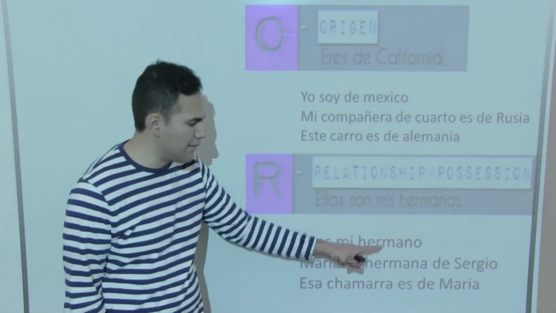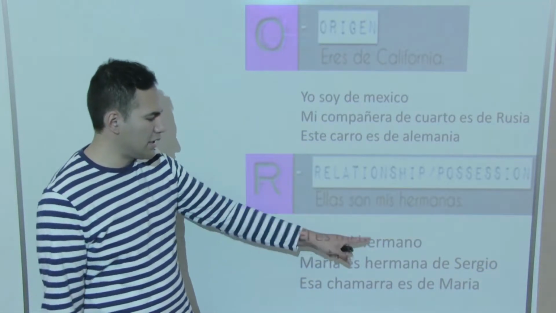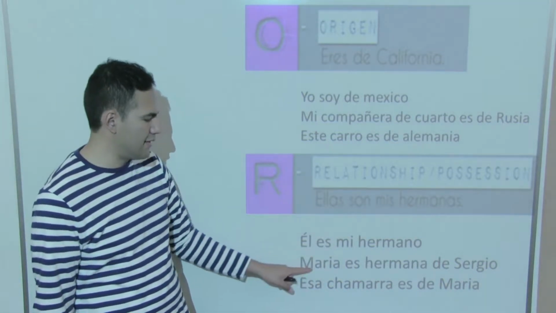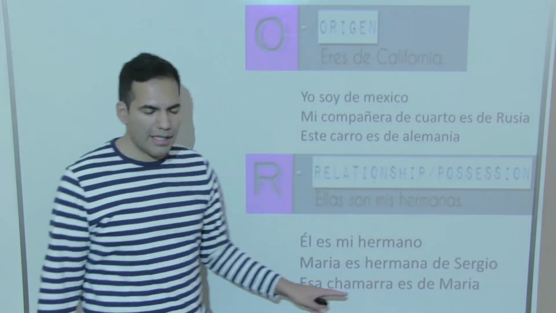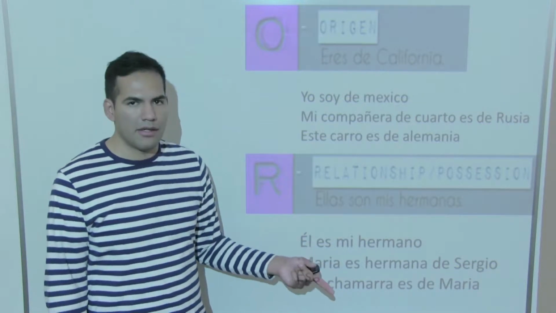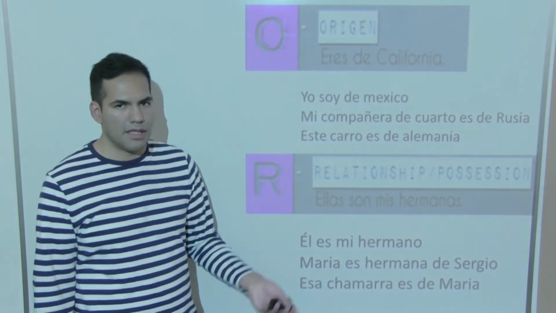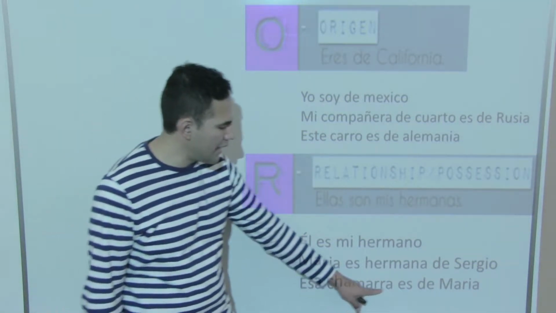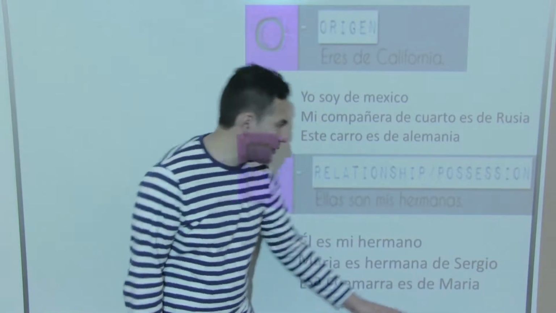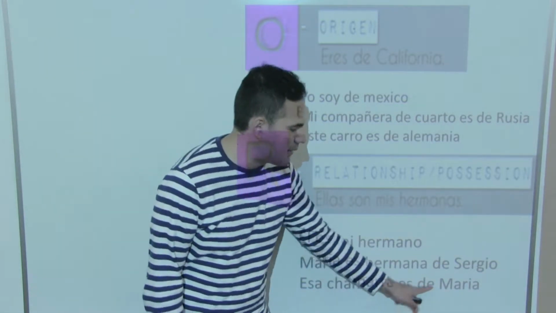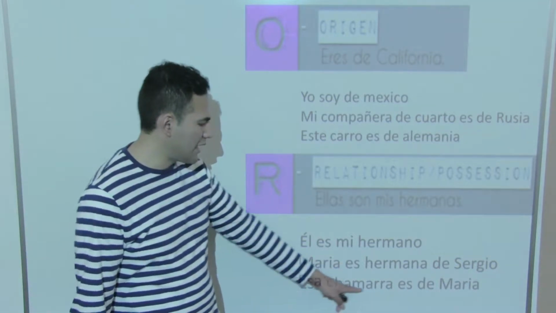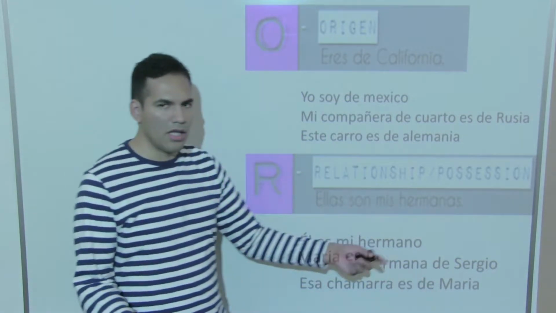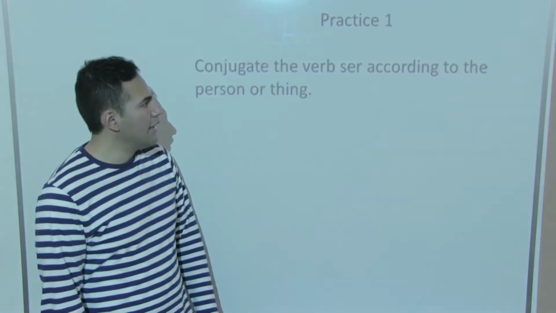María es hermana de Sergio. Mary is Sergio's sister, sorry. Esa chamarra es de María. That jacket belongs to Mary, or that jacket is Mary's jacket. Esa chamarra es de María. And here, de means possession. It basically means of. So that jacket is of Maria, or belongs to Maria, okay?